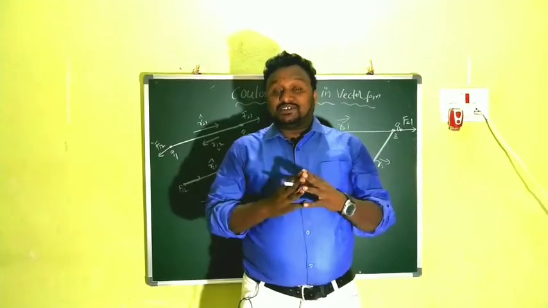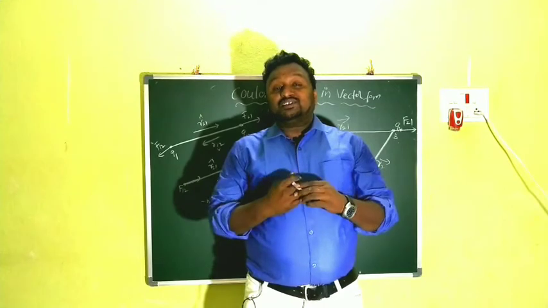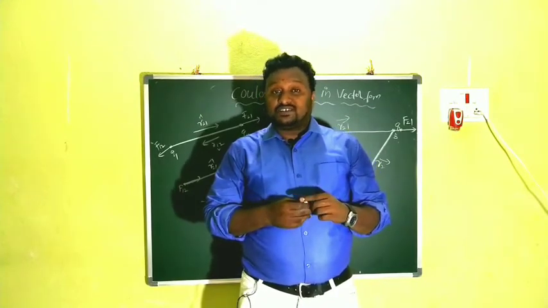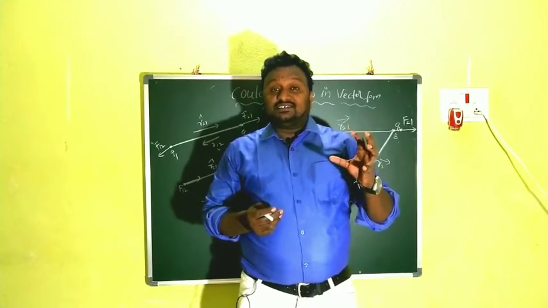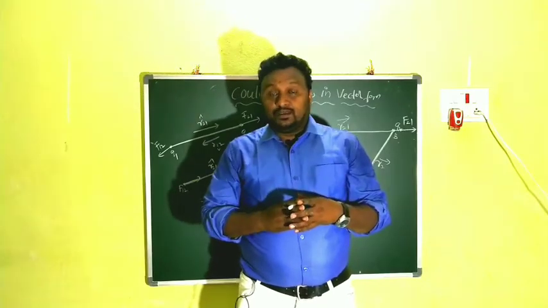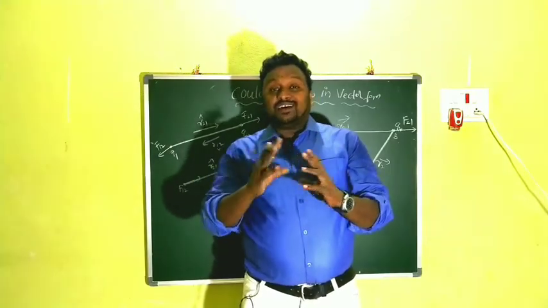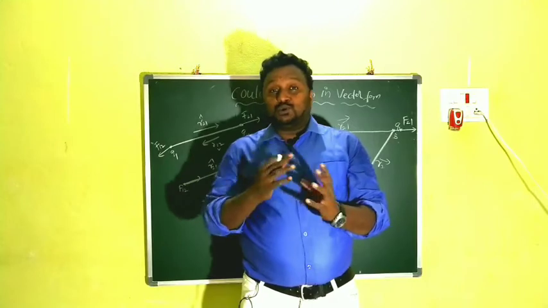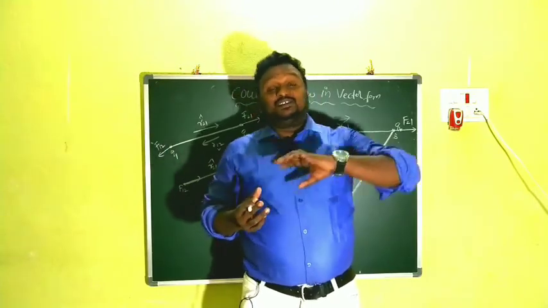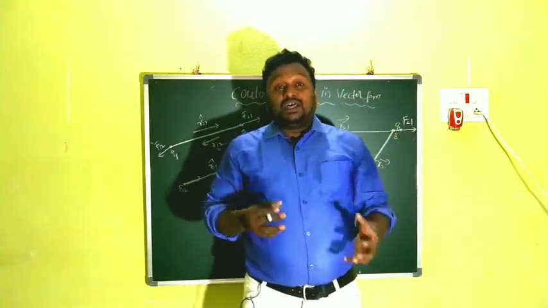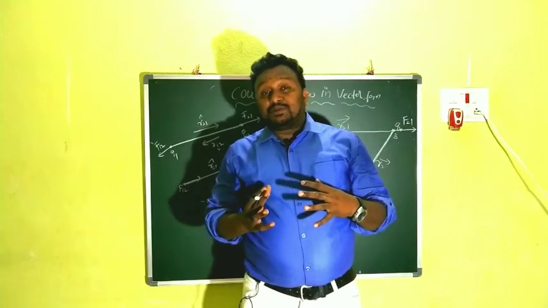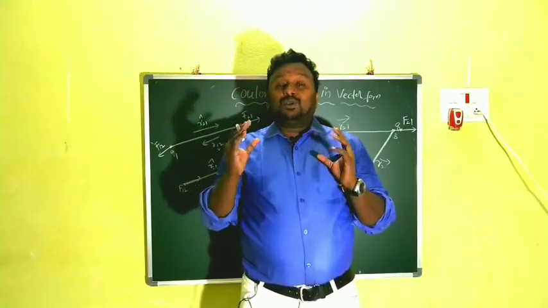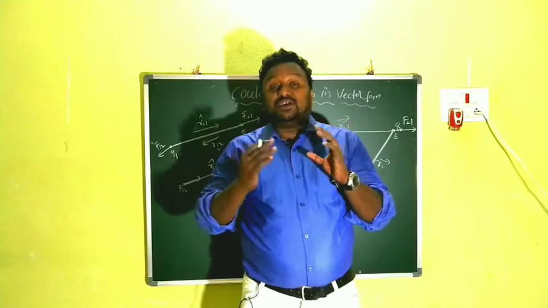Hi everyone. In the previous video I explained Coulomb's inverse square law in scalar form, its importance, and the comparison between Coulomb's law and the gravitational law. In this video I am going to explain the same Coulomb's inverse square law in vector notation.